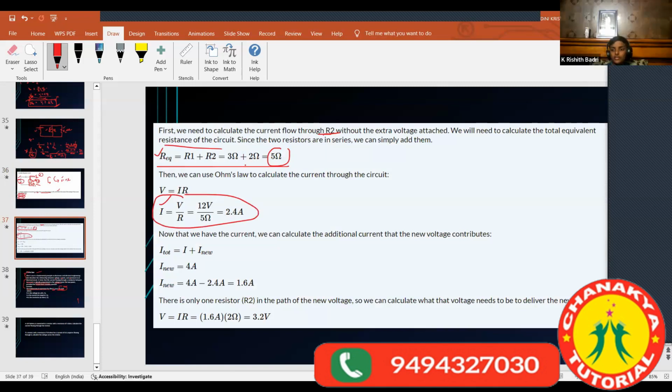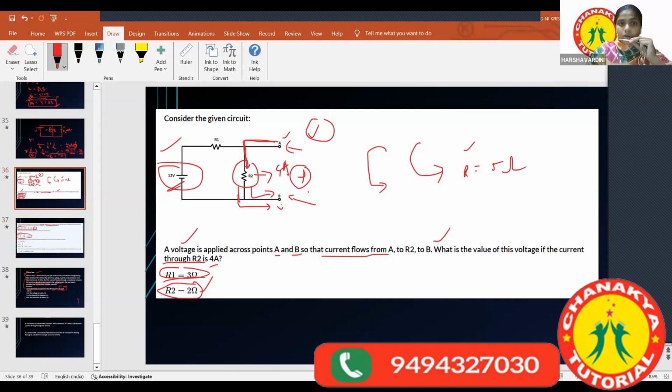Ma'am, the current which has been flowing, adding the extra voltage, applying the voltage from A and B. Before applying the voltage, normally the current will be there, right? Because already a 12 volt battery is there in the circuit and R1, R2 are there. So before giving the external voltage through A and B itself, some current would be flowing. We found that current only now.